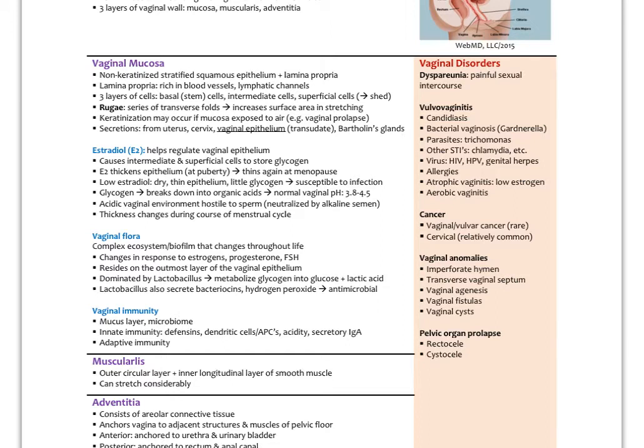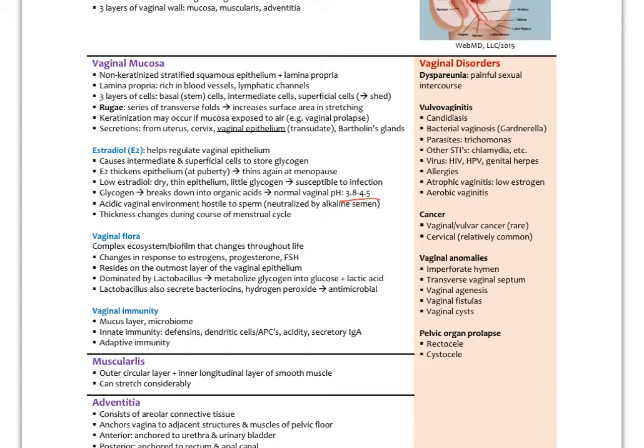So in low estradiol states, we see a dry, thin epithelium. There's little glycogen, and that's very susceptible to infection. The other thing is that there's a microbiome that's part of the vaginal mucosa, and I'll talk about the vaginal flora here in just a moment. But one of the roles of the lactobacilli in the microbiome is to metabolize the glycogen down into glucose and lactic acid. And this is going to help maintain the normal vaginal pH of around 3.8 to 4.5. And that's going to help prevent colonization with different bacteria and so forth.